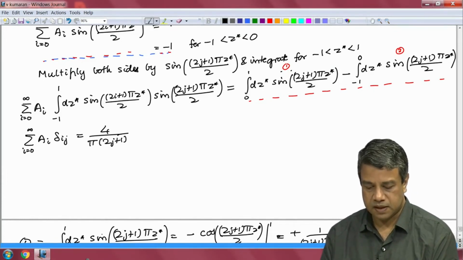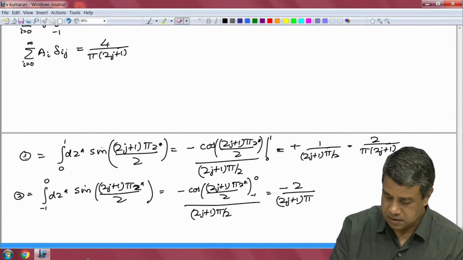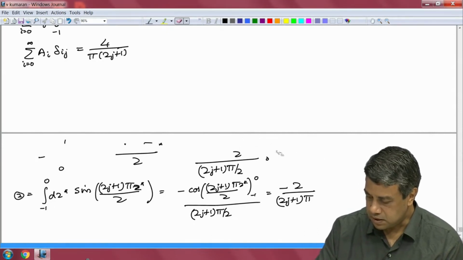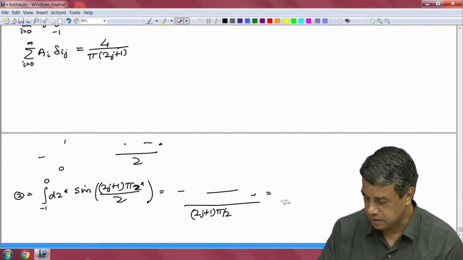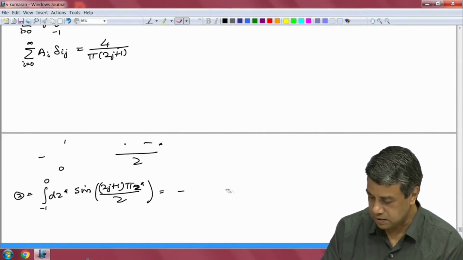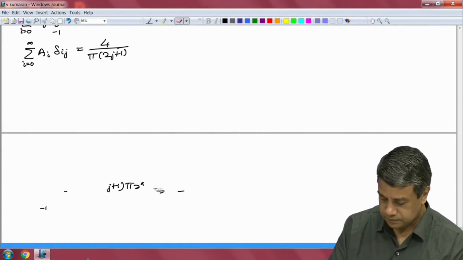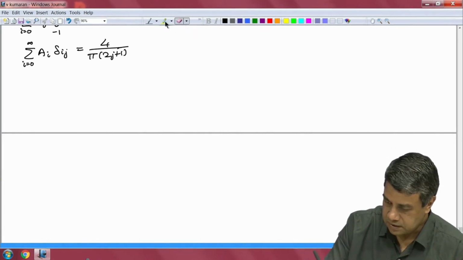And on the left side I have ai times delta ij, and ai times delta ij has to be equal to 0 when i is not equal to j. So, all the coefficients are 0 when i is not equal to j, and it is non-zero only when i is equal to j. Therefore, this becomes equal to aj.